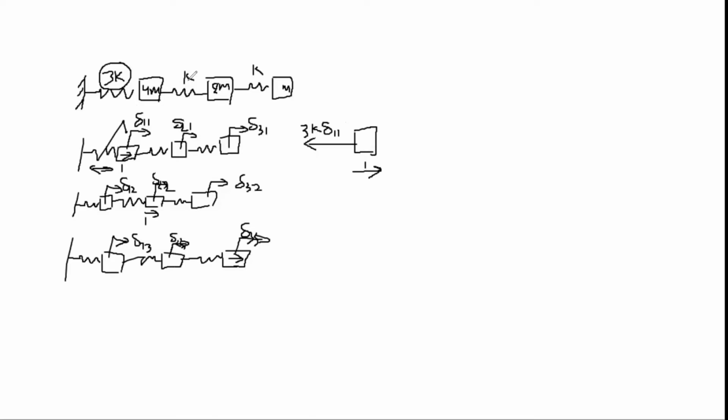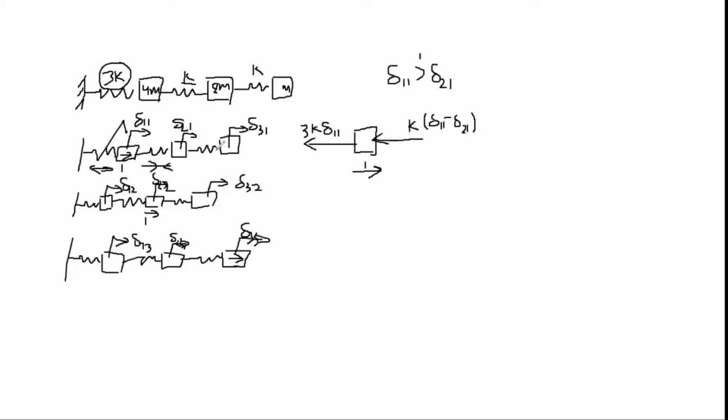Now take the example of the second spring, having stiffness K. Since I am assuming that delta 11 is greater than delta 21, this spring gets compressed. There is a compression of the spring. And how much is the compression? Delta 11 minus delta 21. So this spring compression would then exert a force onto this mass equal to K times delta 11 minus delta 21.